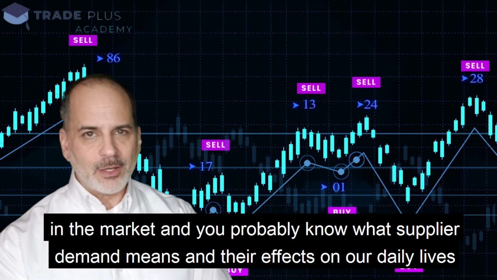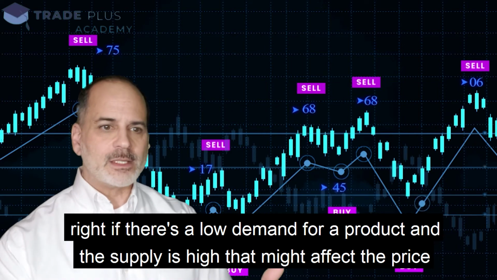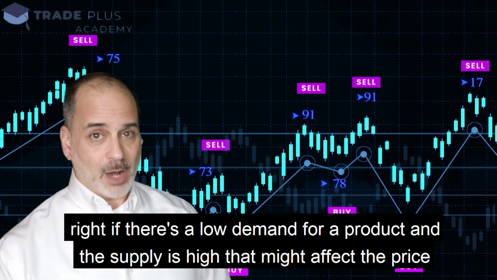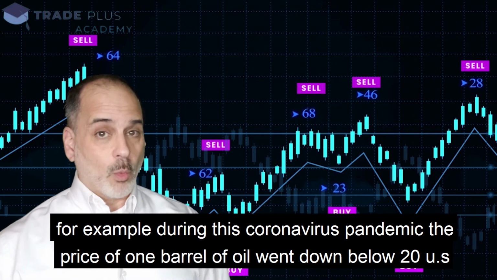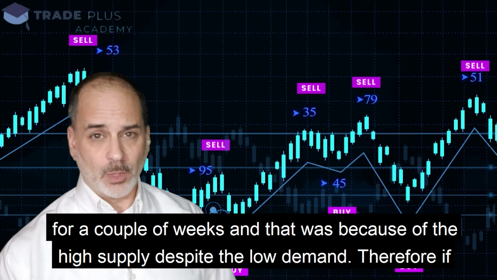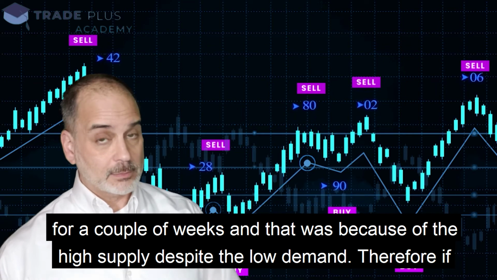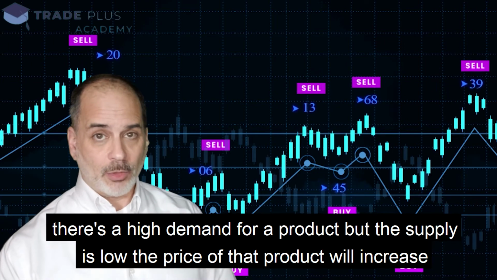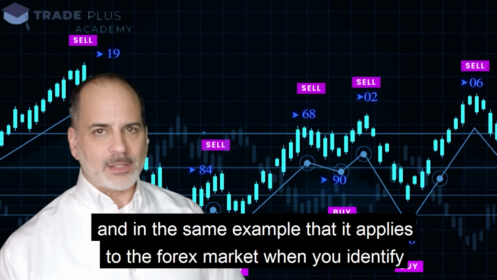Technical analysis offers the opportunity to really understand if there's a supply or demand in the market. And you probably know what supply or demand means and their effects on our daily lives, right? If there's a low demand for a product and the supply is high, that might affect the price. For example, during this coronavirus pandemic, the price of 1 barrel of oil went down below $20 US for a couple of weeks. And that was because of the high supply, despite the low demand. Therefore, if there's a high demand for a product, but the supply is low, the price of that product will increase. And the same example applies to the Forex market.